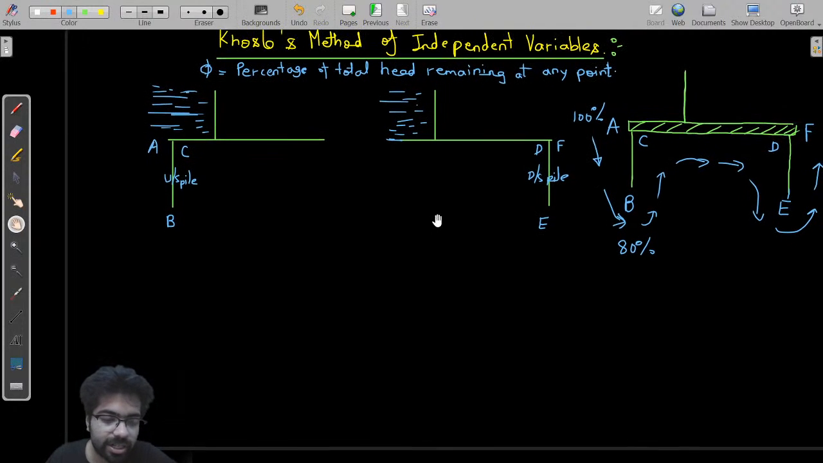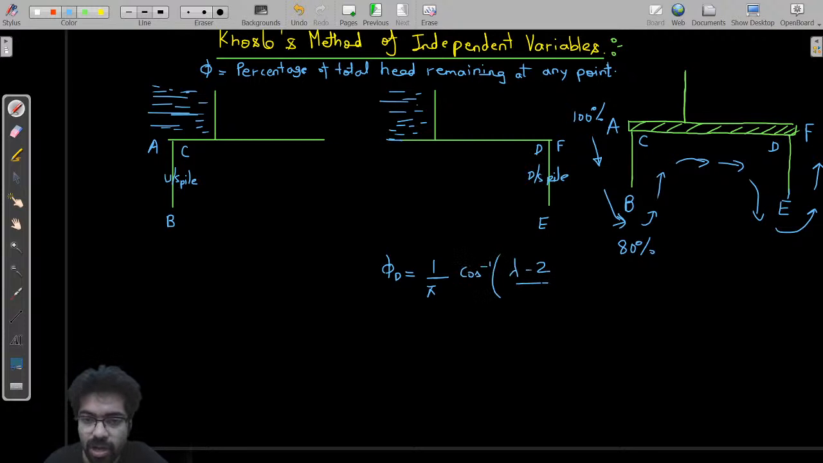So let me write down what he told. First, let me write down the formula for phi at D which he gave. Phi at D, if you want to calculate, he gave one formula: 1 upon pi cos inverse of (lambda minus 2) upon lambda. Lambda is the same. And phi at E, this is D, this is E, is equal to 1 by pi cos inverse of (lambda minus 1) upon lambda.